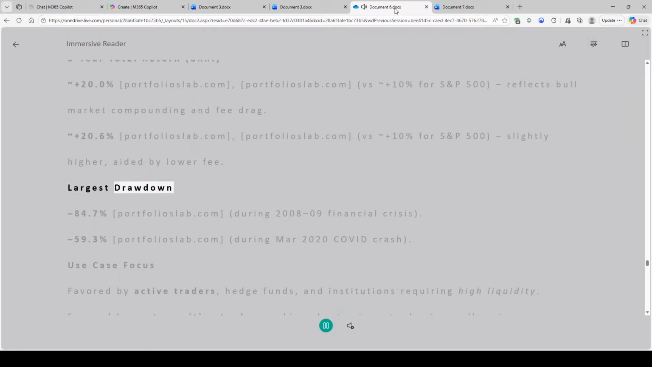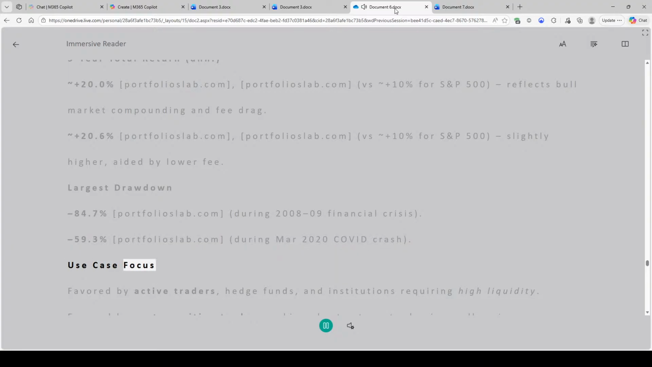Largest drawdown: minus 84.7% during the 2008-09 financial crisis. Minus 59.3% during the March 2020 COVID crash.